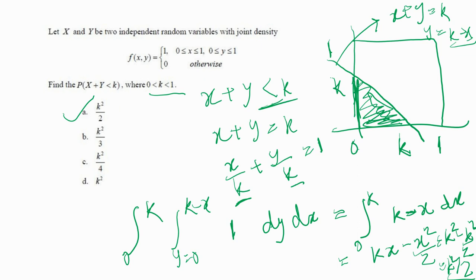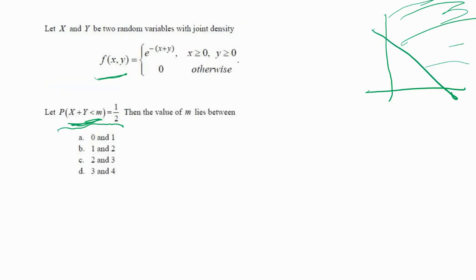Similarly, as with x plus y less than k, we can find this line, and its probability is 1 by 2. Then we want to find where the value of m lies in between. So what we will do is just check. This is the region, and then you need to integrate here.